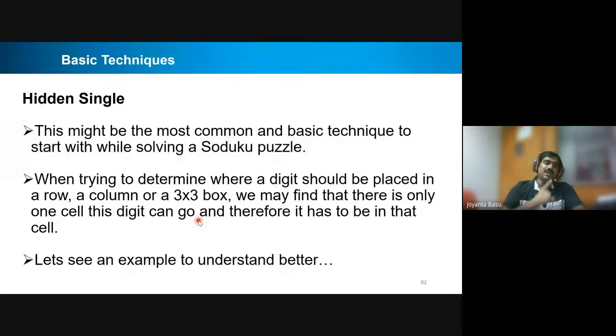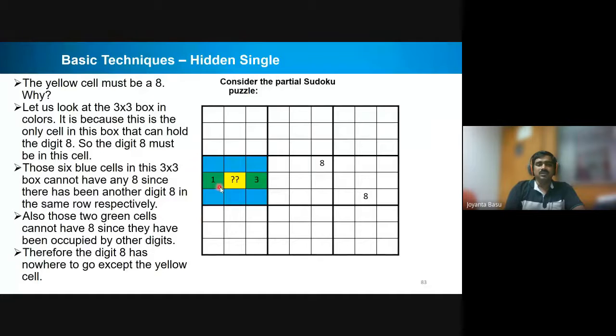We will try to find the most common and basic technique to start solving a Sudoku puzzle. When trying to determine where a digit should be placed in a row, column, or 3 by 3 box, we may find there is only one cell where this digit can go, and therefore it has to be that cell. I mean, we need to find a single cell. Okay, let me give an example.